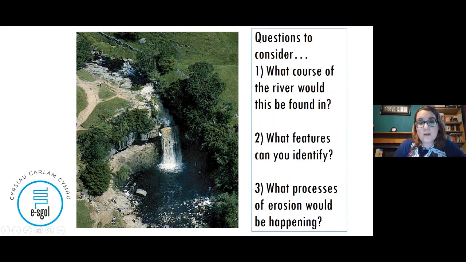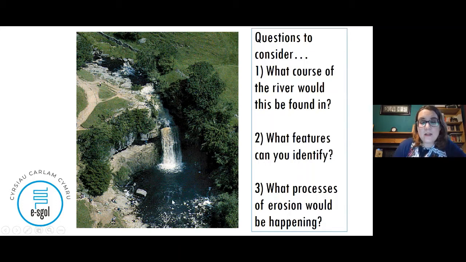We're starting to see the formation of a steep-sided gorge on either side. We've got our plunge pool at the bottom. You could identify the overhang, okay, and how the overhang is going to collapse. So all of these could be identified as part of the features in this diagram.